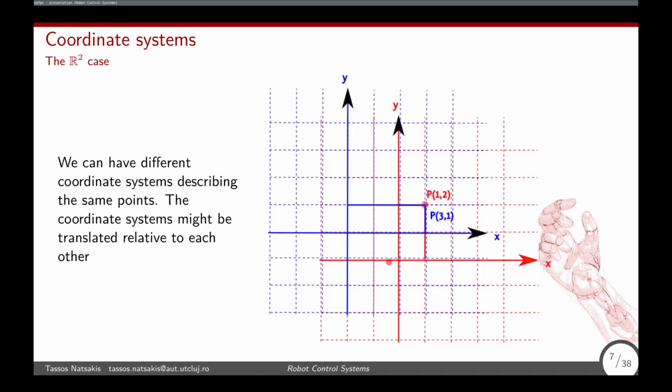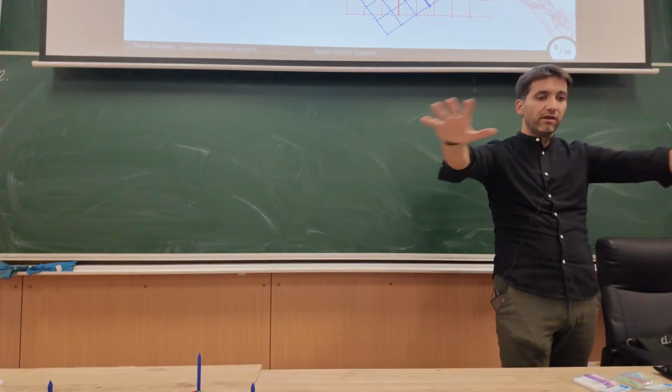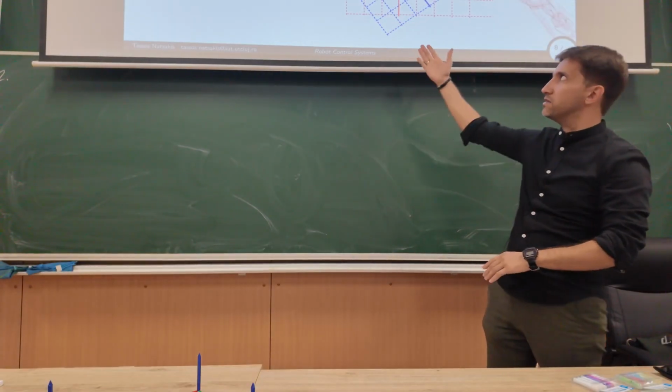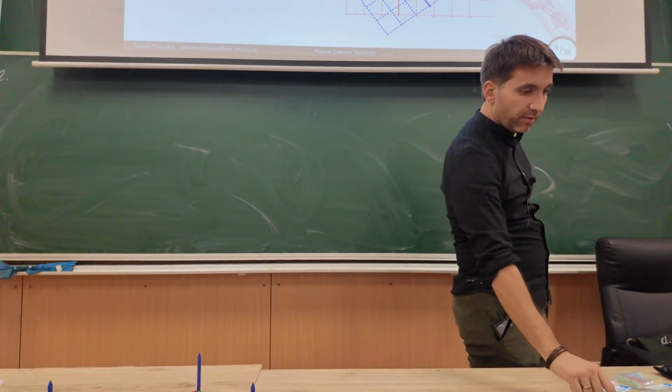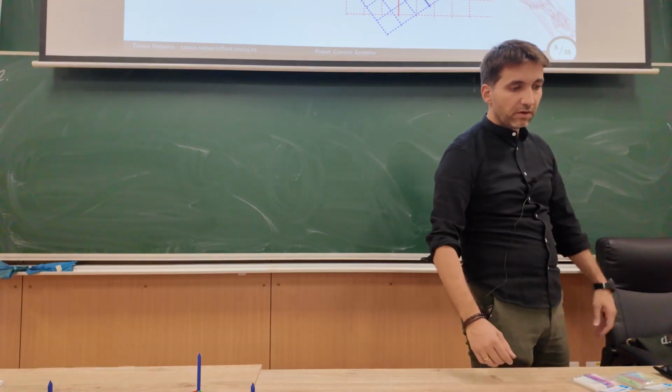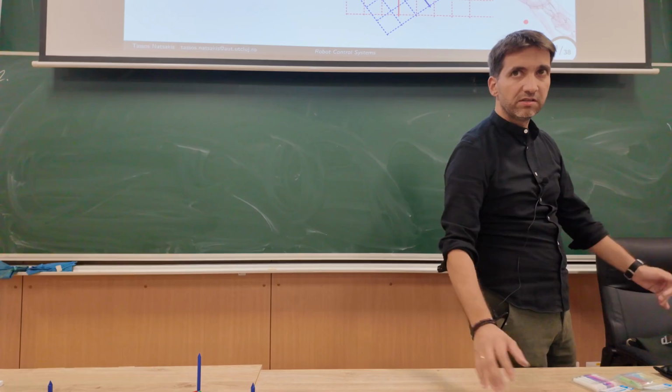Here we see an example where the 2 frames are just translated relative to each other, but they can also be rotated. They can be rotated and translated. They can be anything, right? As long as they are on the same space, so in this case on the same surface, we can use them to describe the same points. All right? Easy stuff so far.